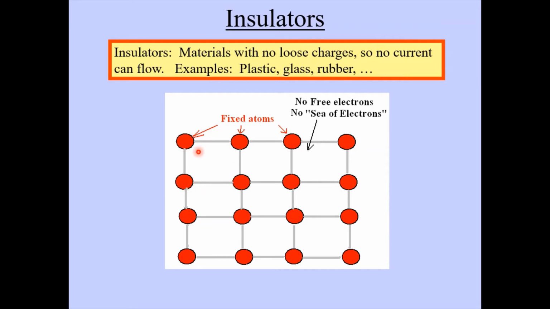Glass is silicon dioxide. But the key thing here is we've got all these atoms, but notice there are no loose electrons. There are no free electrons. There's no sea of electrons. So where are all the electrons? Well, they're actually bound to these atoms. They're tightly bound to these atoms. They can't free themselves and move around inside. So an insulator has no free electrons to move, therefore current can't flow through an insulator.